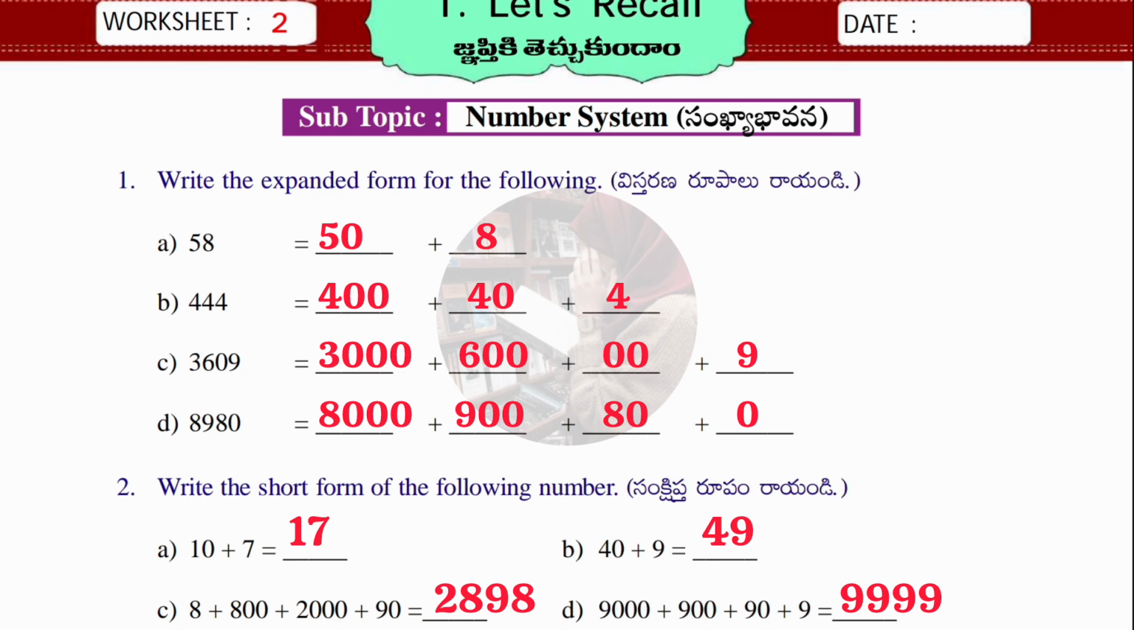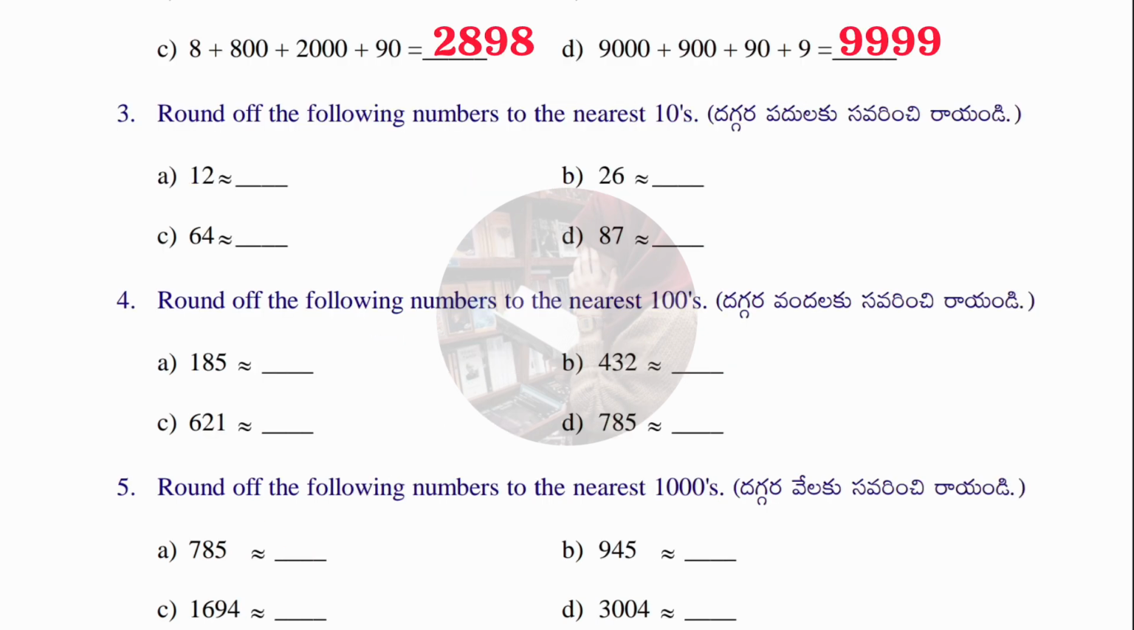Next, third one is 8 plus 800 plus 2000 plus 90. So first the biggest number is 2000, then 800, plus 90, plus 8. So 2898. Okay, next fourth one is 9000 plus 900 plus 90 plus 9. Answer is 9999. Understood, guys?